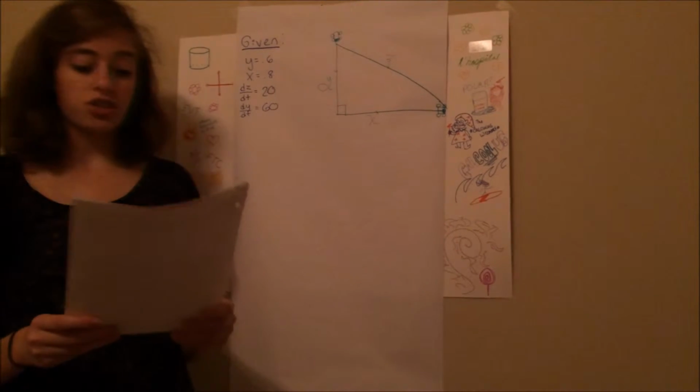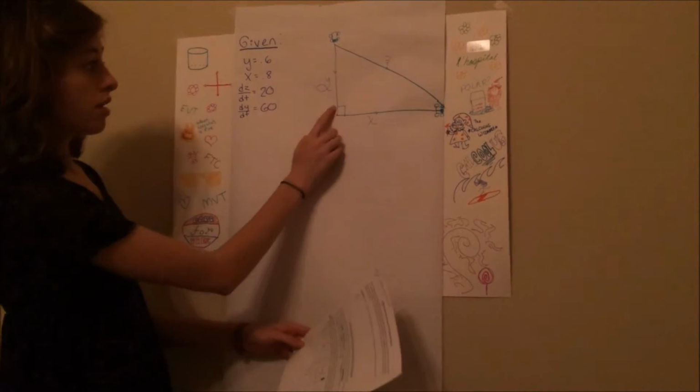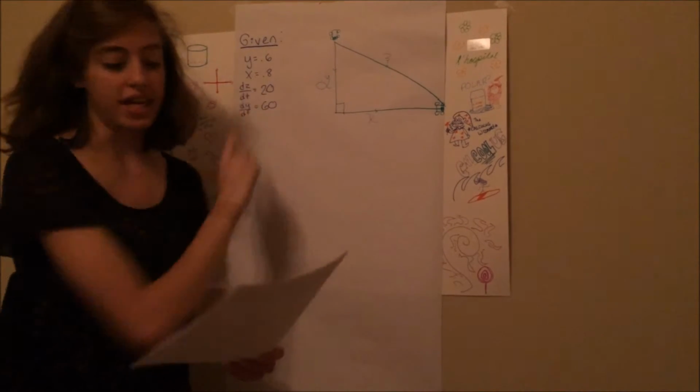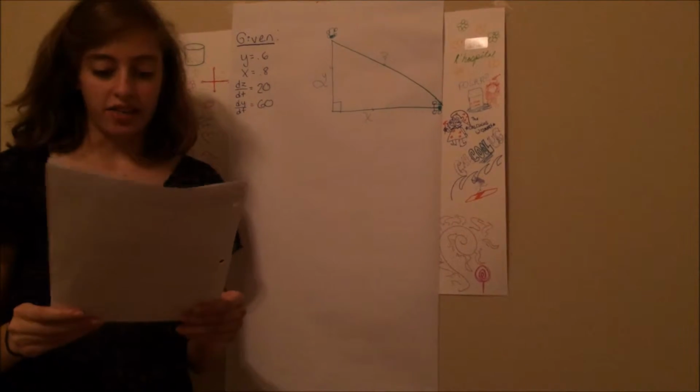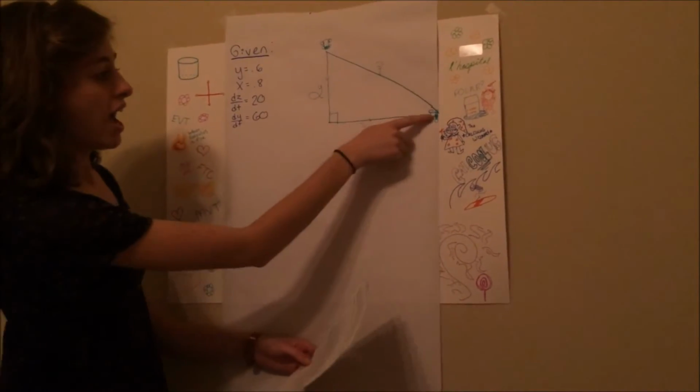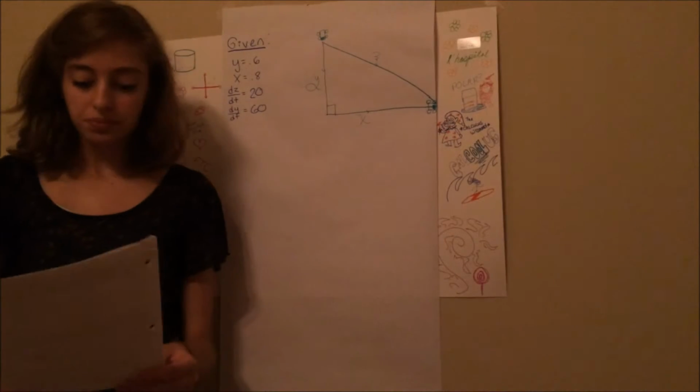And so let's go further into the various numbers they give us. It tells us that the cruiser is 0.6 miles north. So that indicates that this distance, y, is equal to 0.6. And then we are given that the fugitive car is 0.8 miles to the east. And so that gives us the x value.